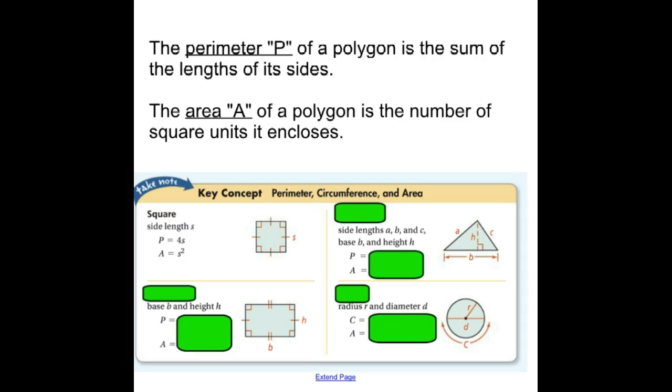Now, our first one is a square. You've probably learned this at some point in time, but the perimeter is 4 times the side length and the area equals the side squared. Because all of the sides are the same length, that makes those formulas very simple to start off with.